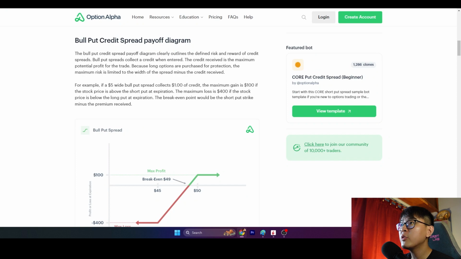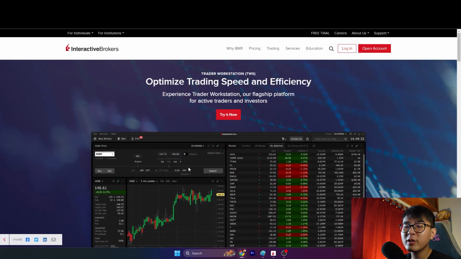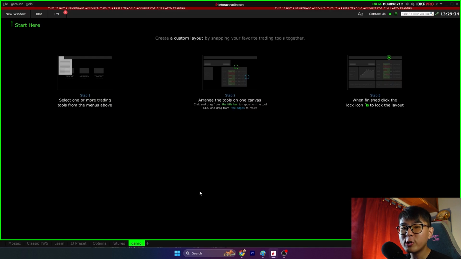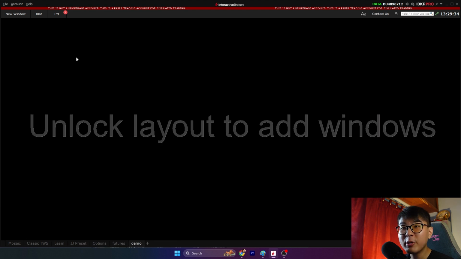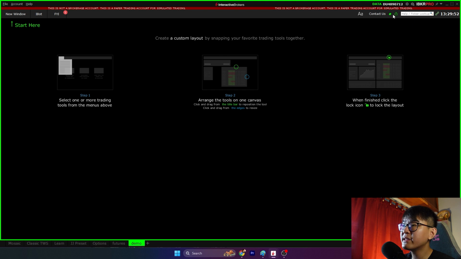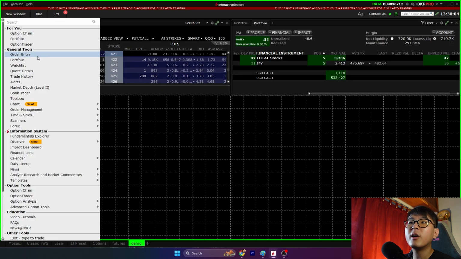I'll highly recommend you to use the Trader Workstation on Interactive Brokers. It is a little bit more difficult to execute it on the web platform, so I'll highly recommend that you use it. When you open Trader Workstation, it can look very intimidating with a lot of things over here, but I'll demonstrate to you step by step to execute a bull put spread strategy. Make sure the layout here is unlocked. Click on New Window, click on Portfolio, click on New Window, click on Order Entry.